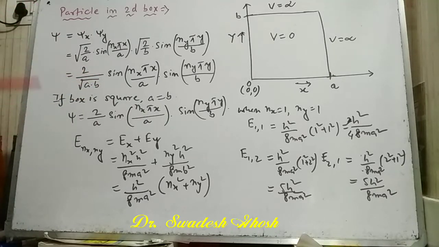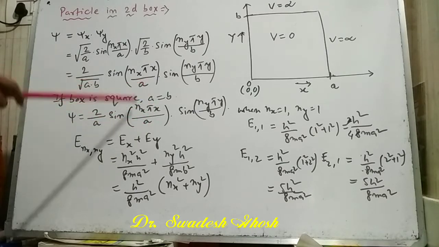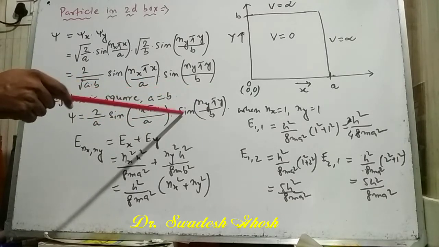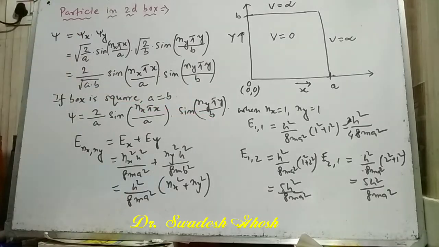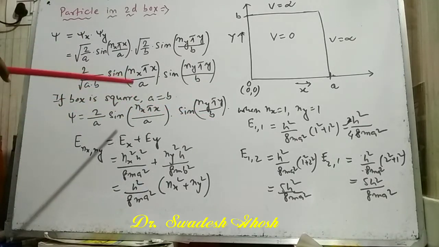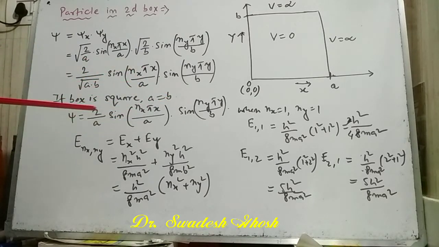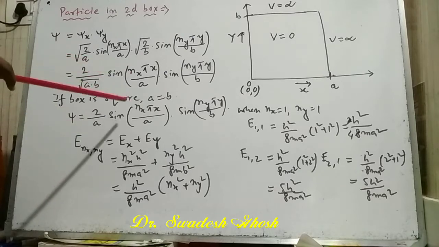Then the wave function is given by, as a equals b, square root of a square, that means a. So psi equals 2 by a sine nx pi x by a sine ny pi y by b. This is the wave function of the particle in a two-dimensional box if the box length a equals b.